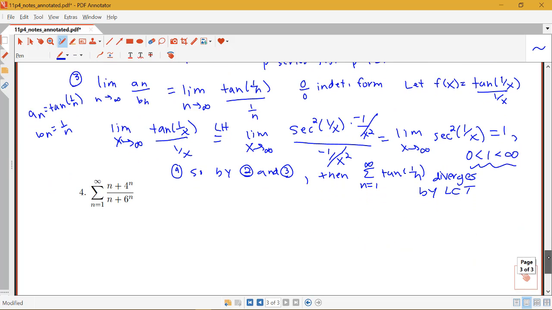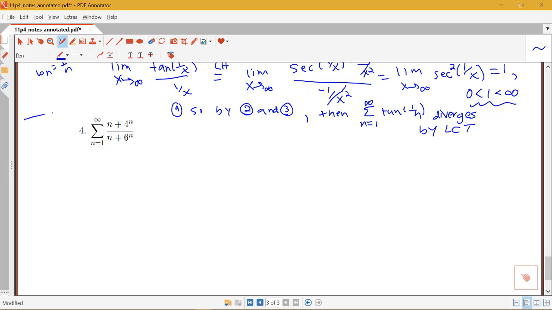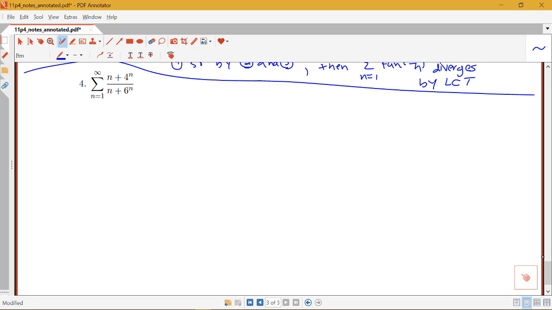Okay, so let's look at one more example. In all the examples that we've looked at so far, we've compared to a p-series, but I also mentioned that sometimes we might want to compare to a geometric series, and we'll see an example of that in this last example. So here I have the sum from n equals 1 to infinity of n plus 4 to the n over n plus 6 to the n.